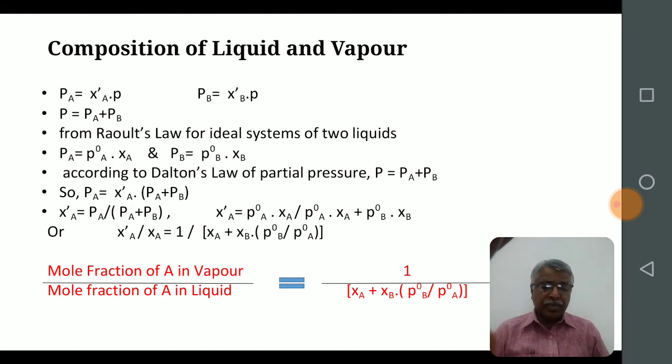In this case, X dash A and X dash B refer to the mole fractions of A and B in the vapor, and the quantities Xa and Xb to the mole fractions in the liquid. From Raoult's law, we know that Pa is equal to P naught A into Xa and Pb is equal to P naught B multiplied by Xb. According to Dalton's law of partial pressures, P is equal to Pa plus Pb. So Pa is equal to X dash A into (Pa plus Pb).